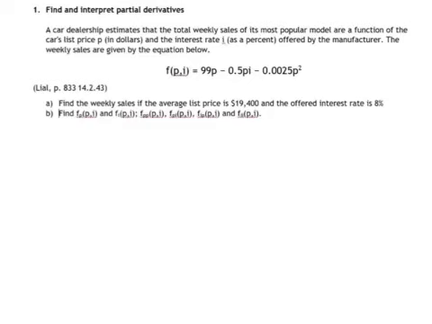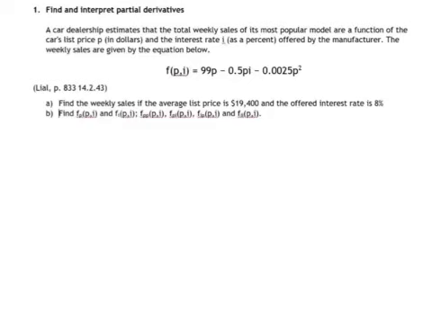You'll see later when we look at Lagrange multipliers that we can actually have three or more variables within a function. So here we have two. We have P, again, list price, and interest rate as a percent as I. And so the weekly sales are given by the following equation. In part A, we're asked to find the weekly sales if the average list price is $19,400 and if the offered interest rate is 8%.